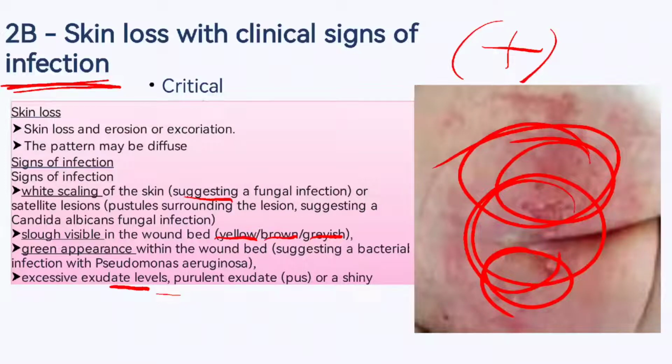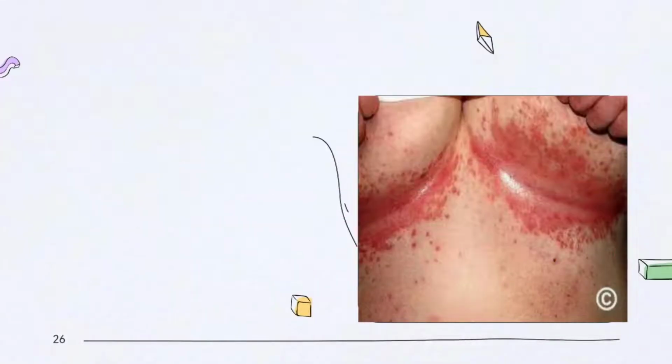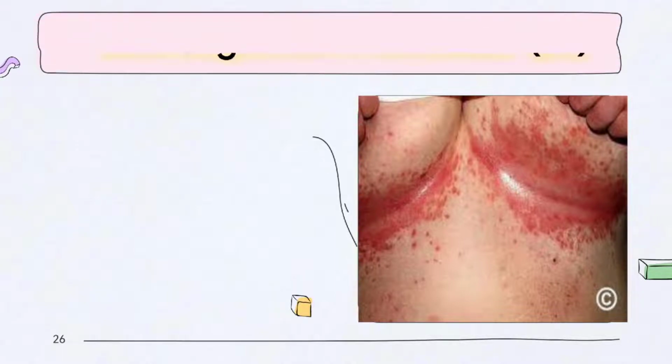Again, you have 1A, without skin loss, persistent redness without infection. 1B, without skin loss, persistent redness with infection. 2A, skin loss, persistent redness, plus open wound. 2B, skin loss with clinical signs of infection, plus open wound. That's our first type, IAD, incontinence-associated dermatitis.